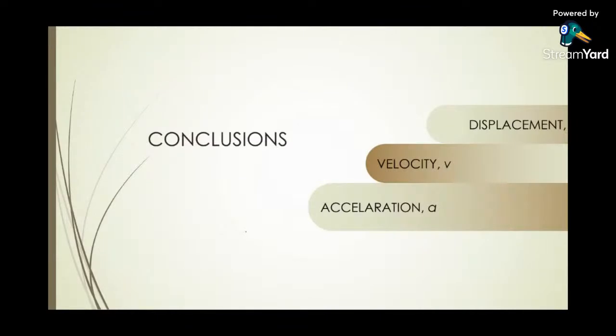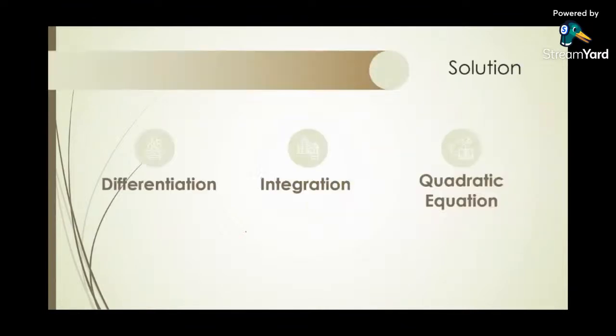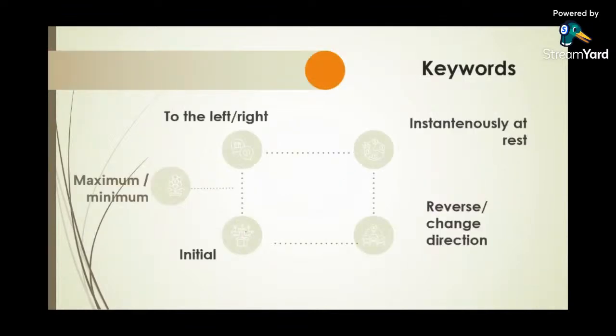Okay, conclusion. We have 3 things in kinematics: displacement, velocity and acceleration. And then apa beza between all these 3? Okay, and then this is the prior knowledge. You have to know how to differentiate, you have to know how to integrate, and then you have to know the basic of quadratic equation, how to solve quadratic equation. Okay, these are the keywords. Awak tengoklah. Basically, it revolves around these 5 terms.